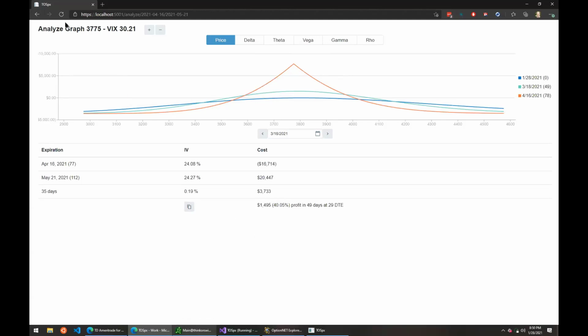This page will update every time I hit refresh, and it'll be exactly what's in Thinkorswim. Wow, so yeah, it's real time.